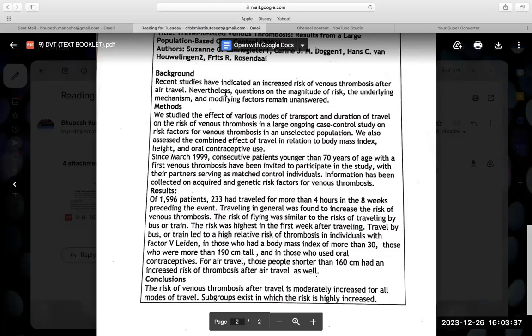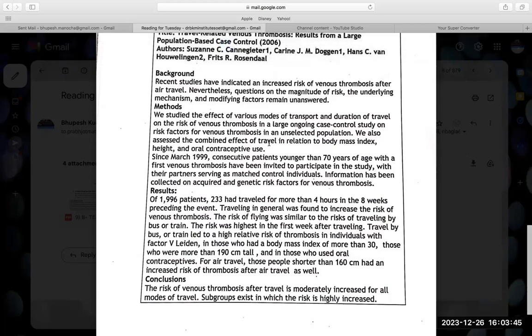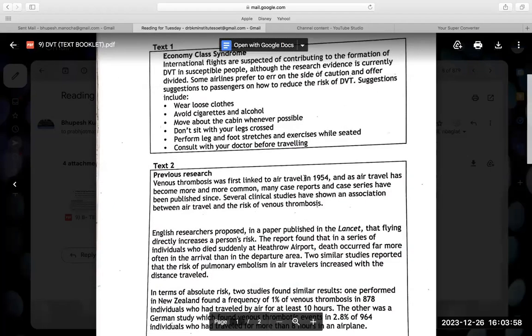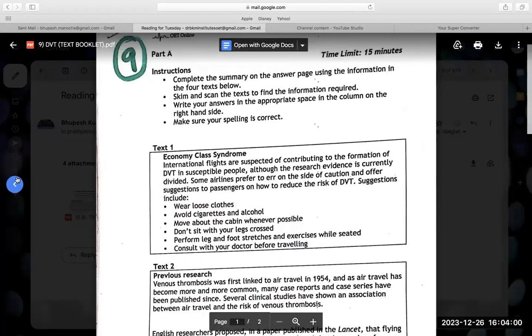So if they are asking for elderly people, no elderly people methods. We study the facts of the transport. Elderly people, no, I could not find the "younger than 70 years". Consecutive patients younger than 70 years of age. So I think this is the one fourth. So again, I have always told you, you will find only 5 to 6 questions in the part.